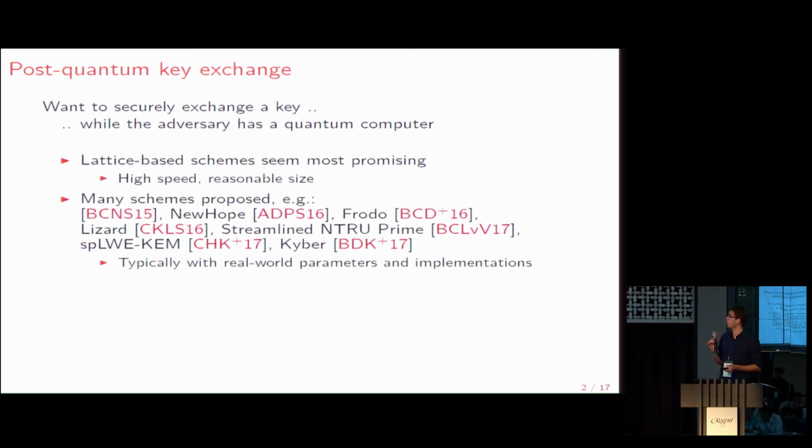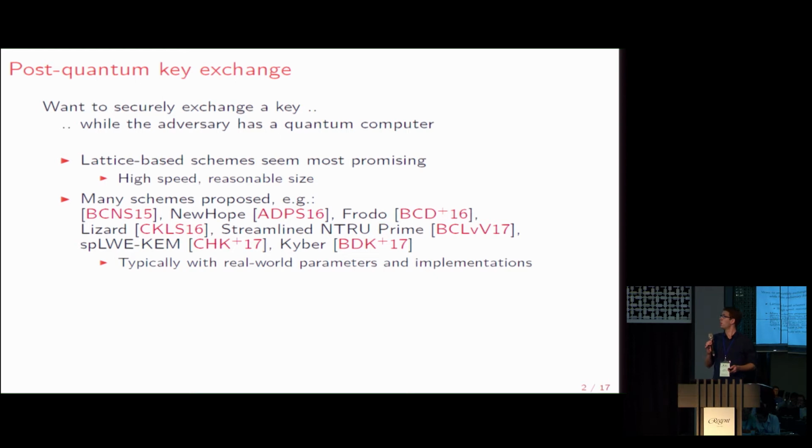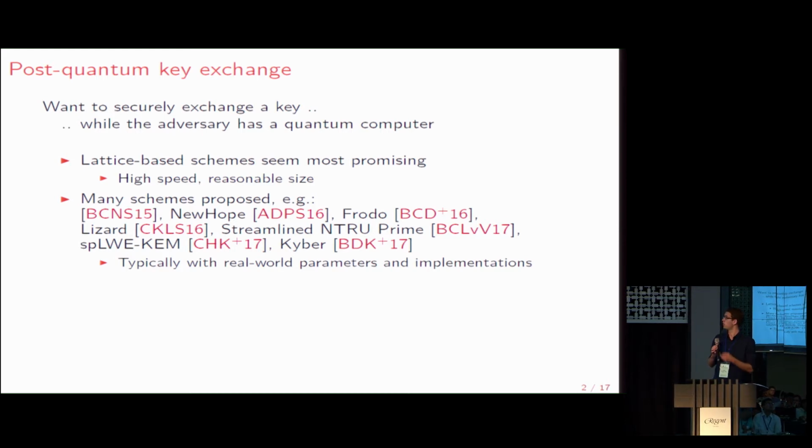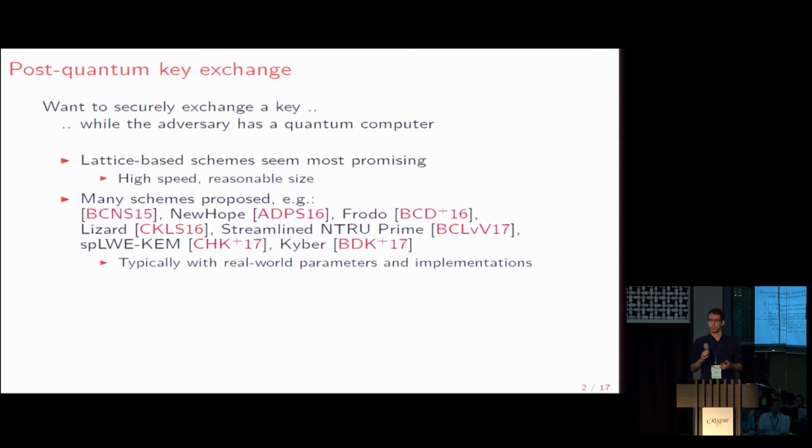There have been a lot of proposals trying to fix this problem, and a lot of them are lattice-based. This seems to be the direction that many people are moving to. You might have heard some of these names: New Hope, Frodo. Well, they're all on the slide. And typically these papers and these works come with real-world implementations and parameters that work and are fast enough to work in practice. So this is a very promising field of work that is actually usable.